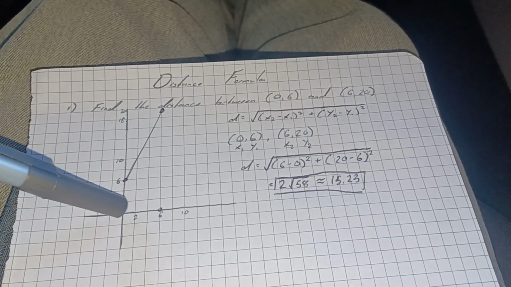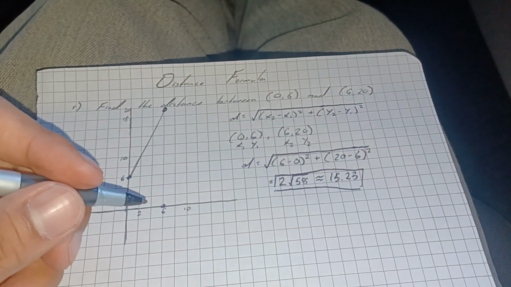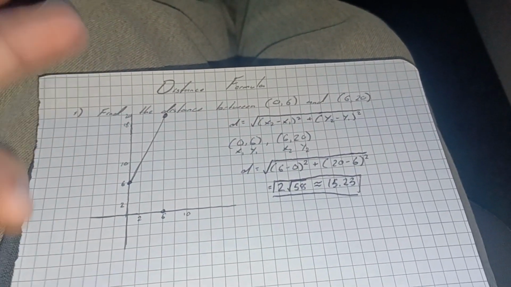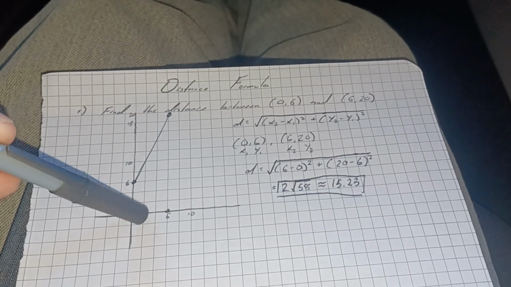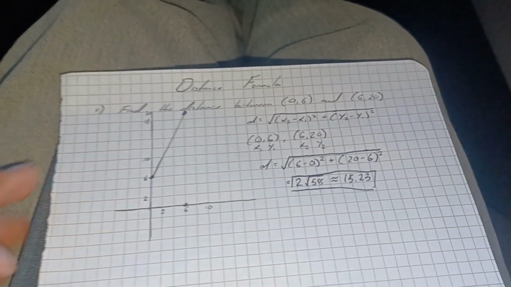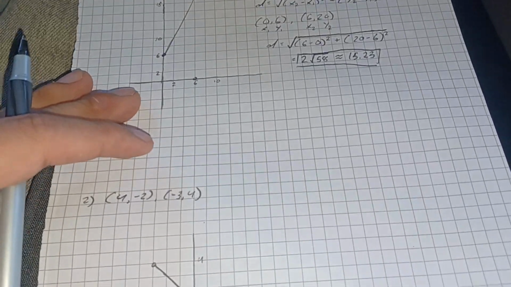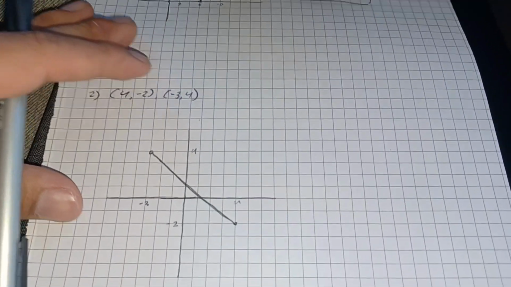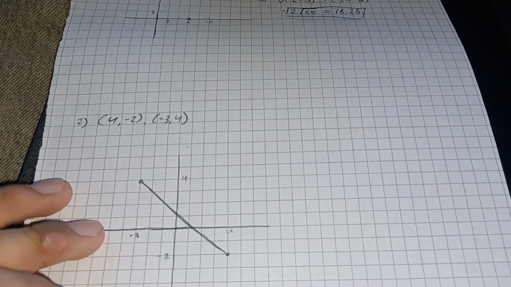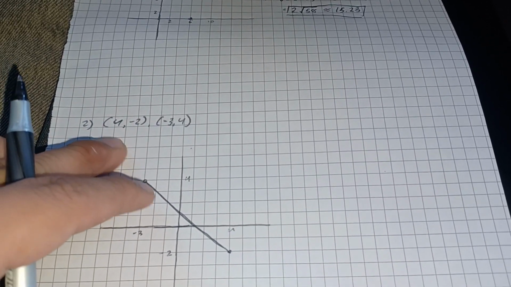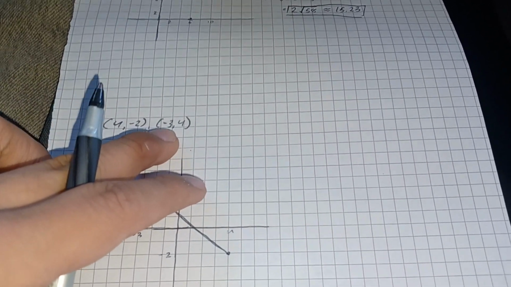By the way, each little unit grows by increments of 2, so 2, 4, 6, and so on and so forth. So that is how you do number 1. Let's go ahead and do number 2. So we need to find the distance between these 2 points of (4, -2) and (-3, 4).